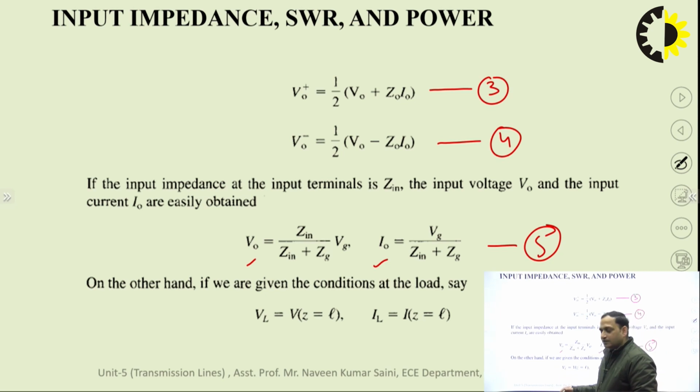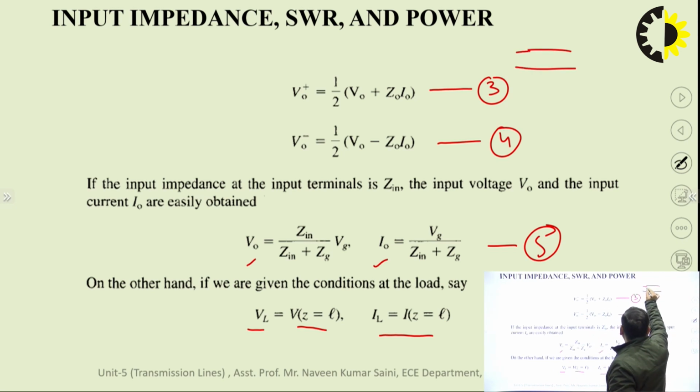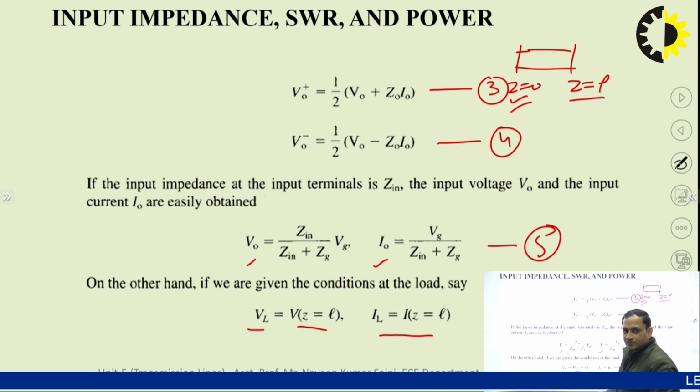Now we will find the equations for z is equal to L. So VL will be equal to V at z is equal to L, and IL is the current when z is equal to L. The two sections we are talking about: the first is at z is equal to 0 and the second is at z is equal to L. We have discussed the section at z is equal to 0. Now we want to discuss z is equal to L.